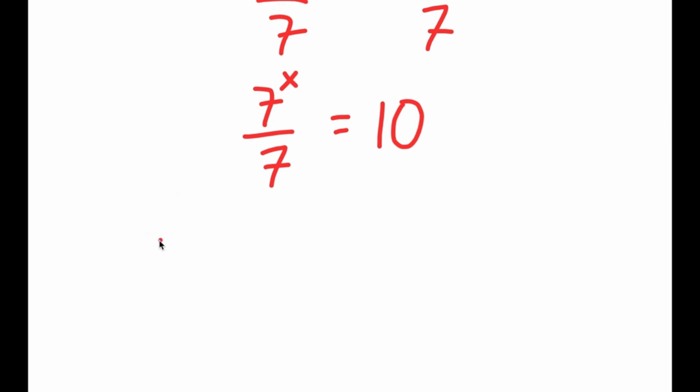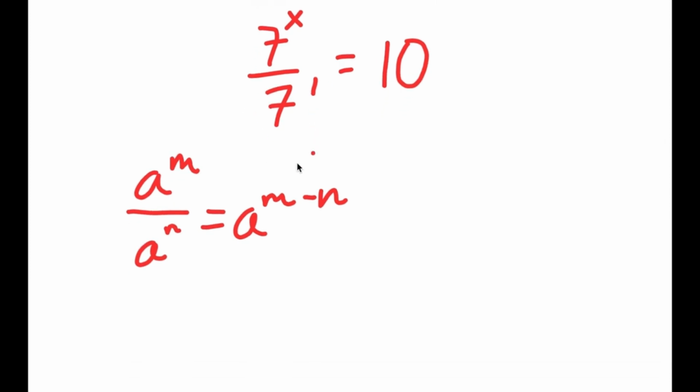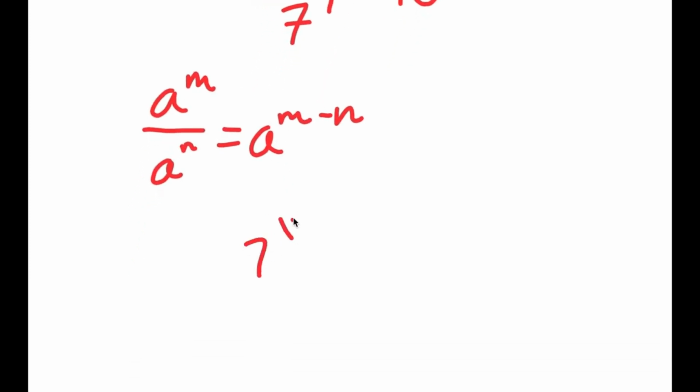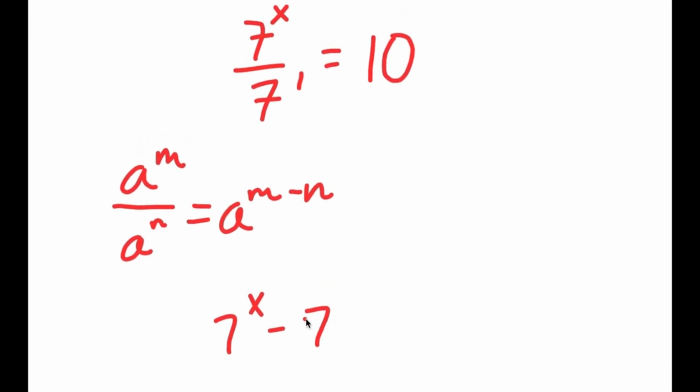Now if I have something in the form a to the power of m over a to the power of n, this is equal to a to the power of m minus n. So 7 to the power of x over 7 is the same thing as 7 to the power of 1. So I have 7 to the power of x over 7 to the power of 1, and that's going to equal 7 to the power of x minus 1, which is equal to 10.